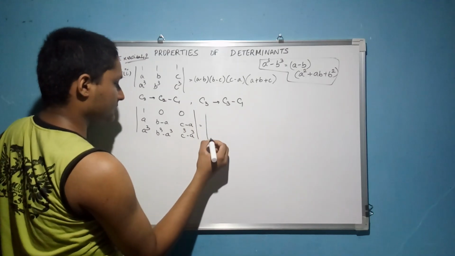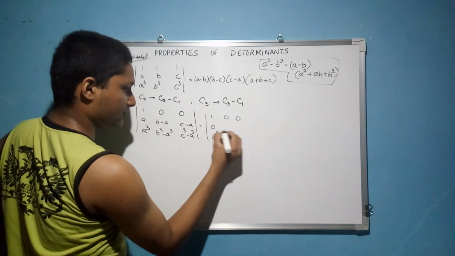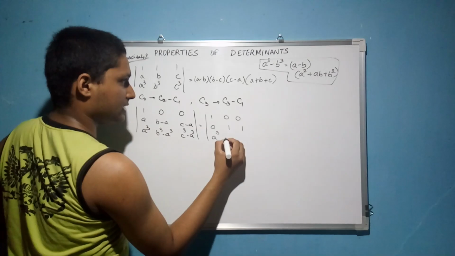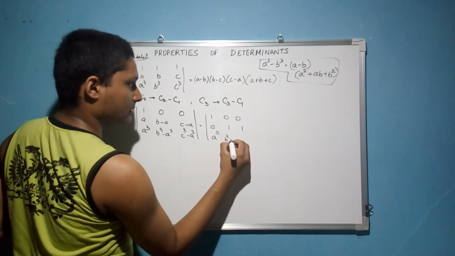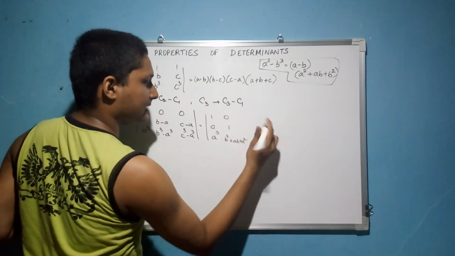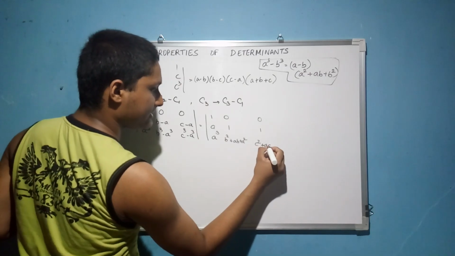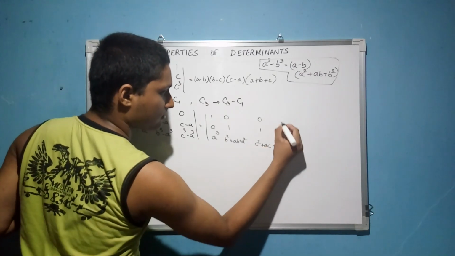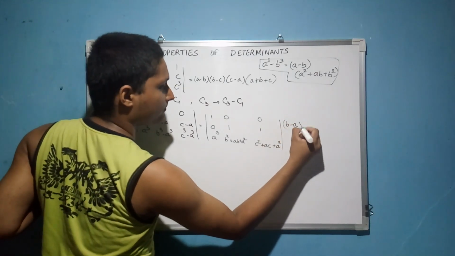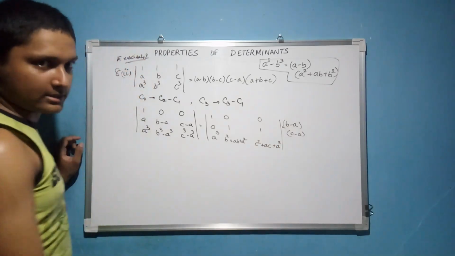So 1 0 0, a cube 1 1, then you have b square plus ab plus a square. Okay, then in the third column you have c square plus ac plus a square. Okay, then you have 2 factors, that is b minus a, and then you have c minus a, that are multiplied to this determinant.